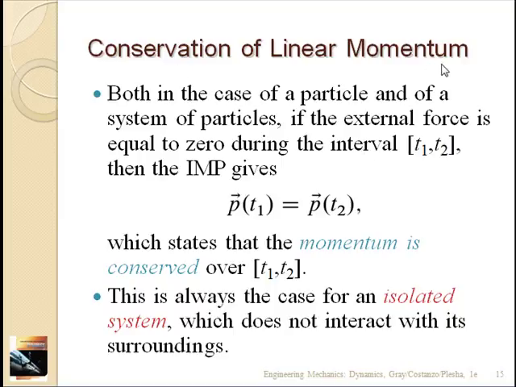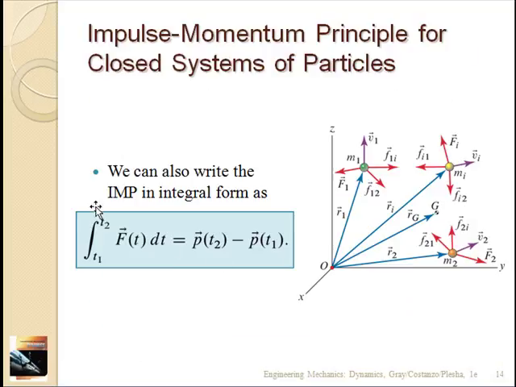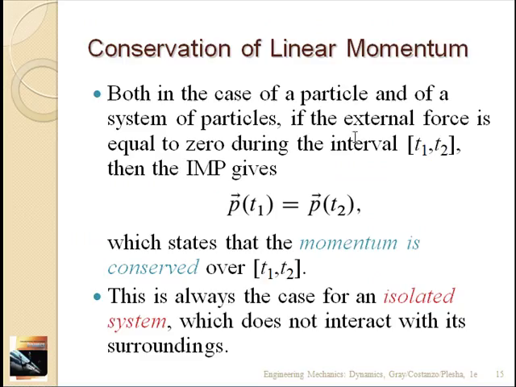Now we can talk about conservation. If there are no external forces on a body, then the impulse is zero, because the external force is zero for the system. So there is no change in momentum, right? So momentum is conserved when there are no external forces on a system of particles. That's called the conservation of linear momentum, and it's something we use often to solve problems.